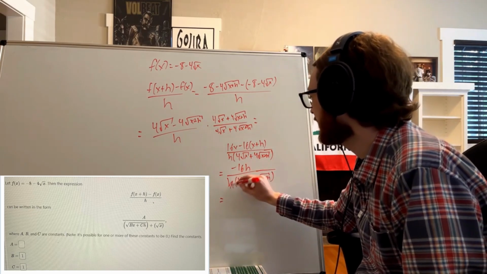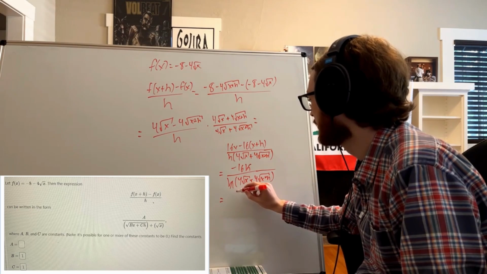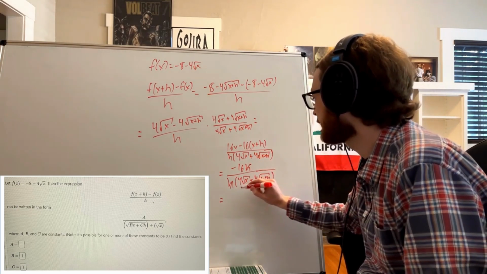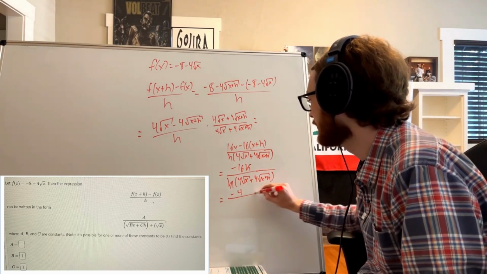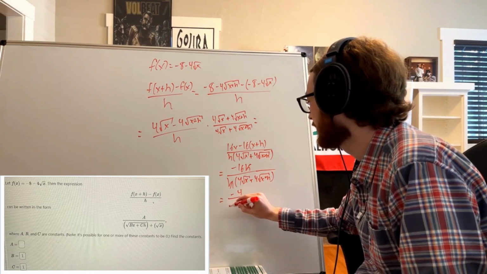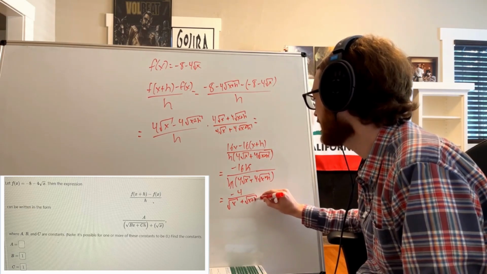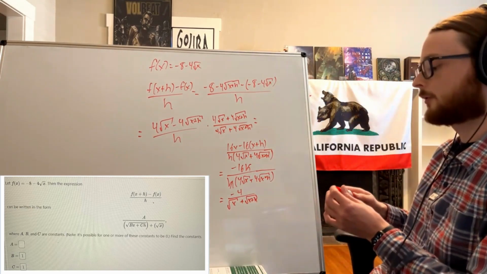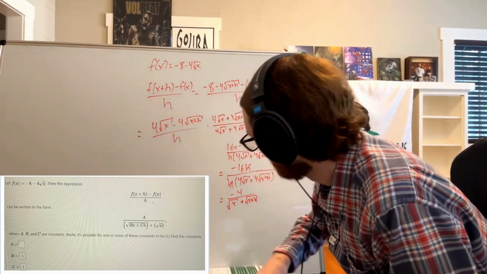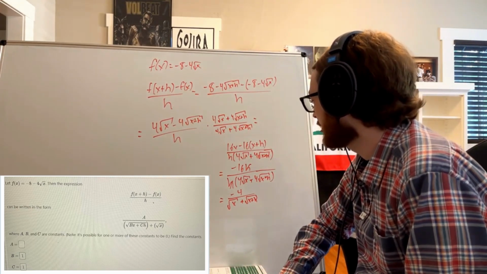So now the h's will cancel, and the 16 will cancel the factors of 4. So we get -4 over root x plus root x plus h. Oh, and then when you take the limit as h goes to 0, that will work. Okay.